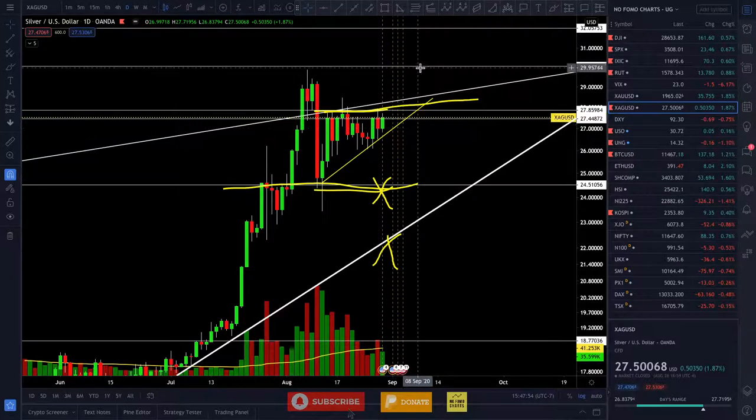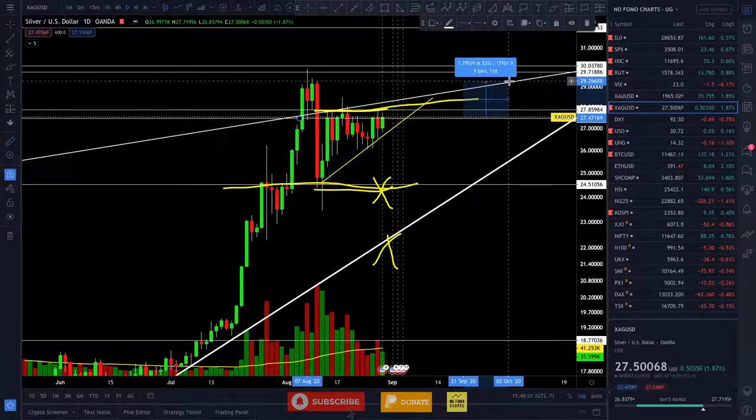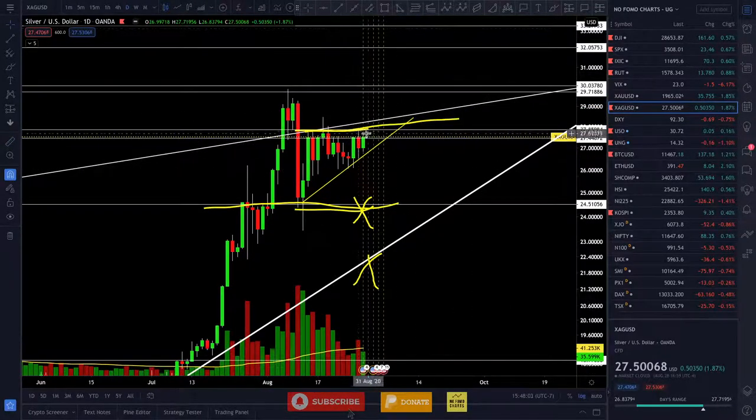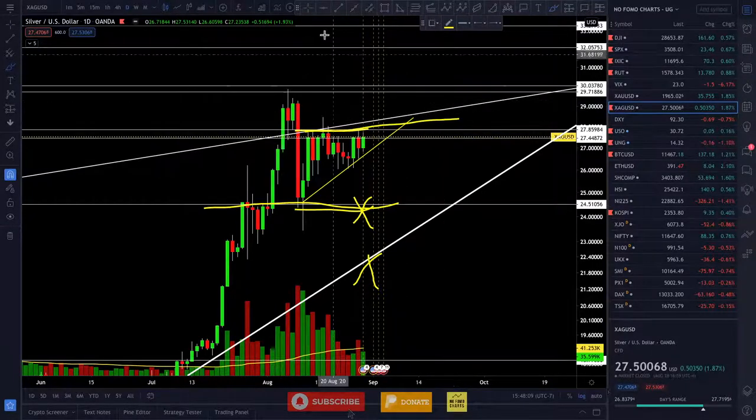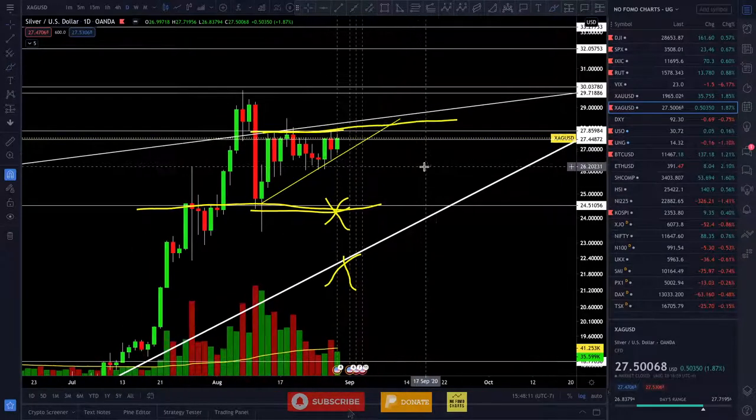So if we break out bullish, $30. So what percent is that? That is 6.5% possibly from the current price right now. It's the weekend right now, so a lot of trading is going to go quiet till Sunday night or Monday, right?